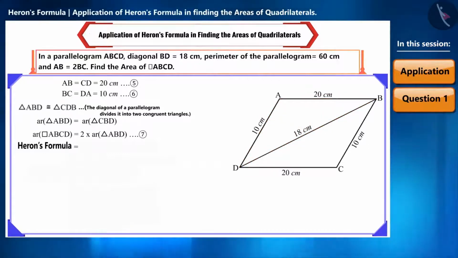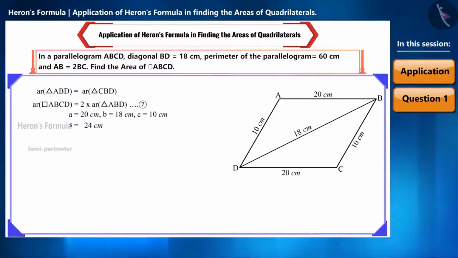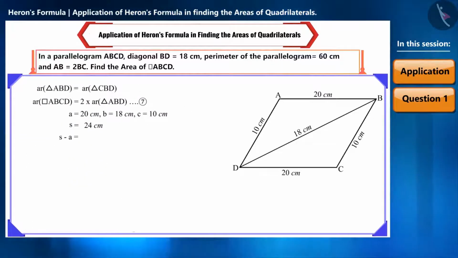Heron's formula is square root of S multiplied by S minus A multiplied by S minus B multiplied by S minus C. We will substitute the value of A equal to 20 cm, B equal to 18 cm and C equal to 10 cm. Now we will find the semi-perimeter, that is S. Here, we got semi-perimeter as 24 cm. Now, we will find the value of S minus A, S minus B and S minus C.